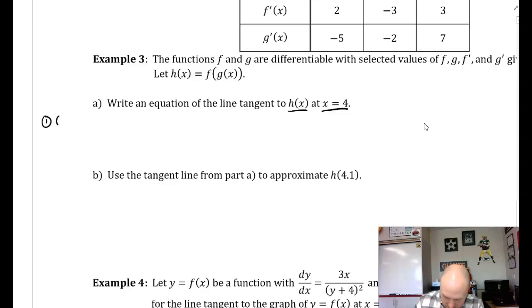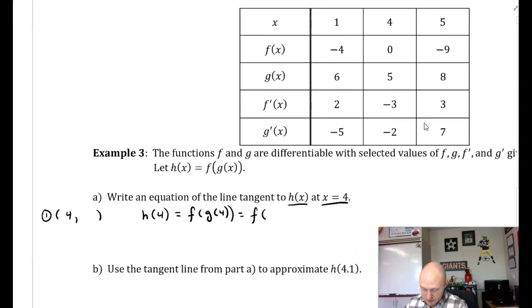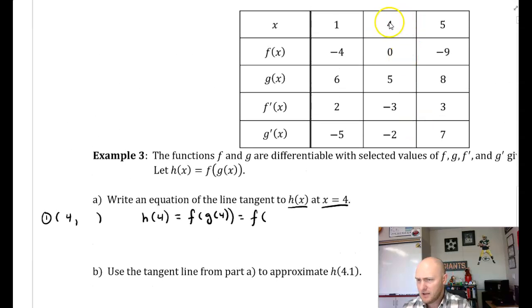Okay, so I need two things. My approach to these problems never changes. I know my x value is 4. Now what's the y value? Well, I have to evaluate my function, h of 4. So I have f of g of 4, and I'm going to just plug in 4. I'll use my table. When x is equal to 4, it looks like g is 5. And then now I need f of 5. So at 5, f is negative 9. So there is my y value.